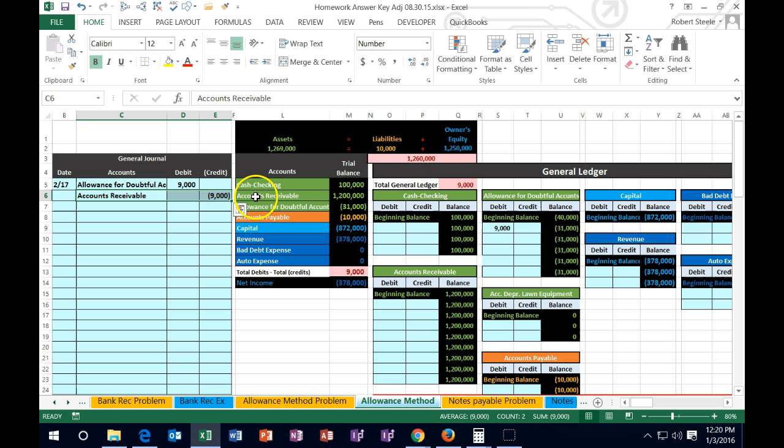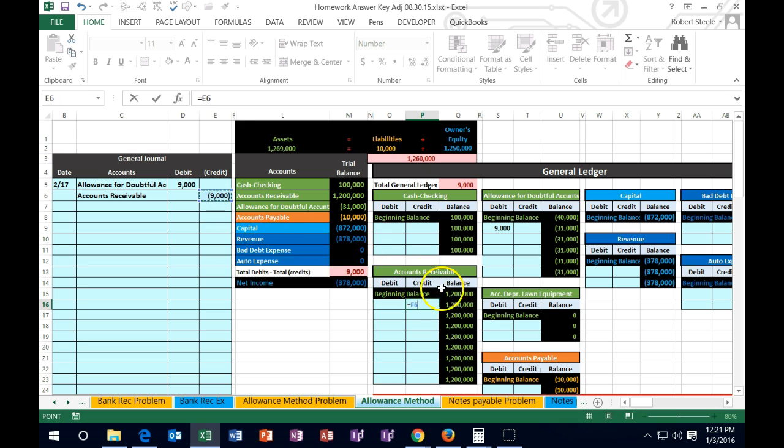So here's accounts receivable. We're posting that. That's the second account on the trial balance. That's the second account on the general ledger. We're posting it to the general ledger. We're going to be in the credit column. So we are in cell P16 equals. Then we're just going to point to that 9,000.